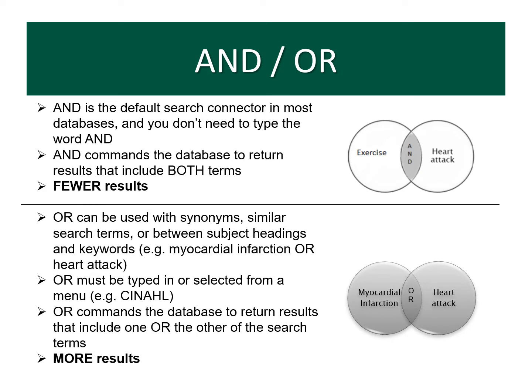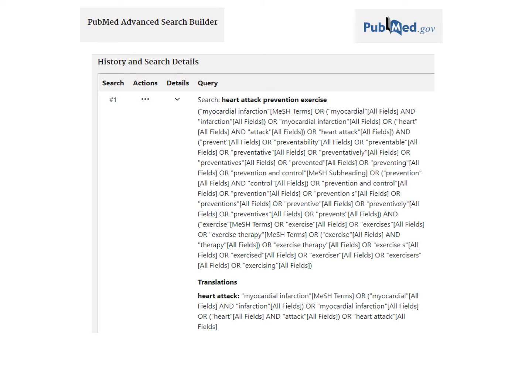If we go back to our PubMed search for heart attack prevention exercise, where we didn't type any of the connecting words in, you'll see that it has been translated with connectors. The synonyms are connected with OR. Different concepts are connected with AND. It does take a while to read through this actual search strategy to see how it works, but you'll see in the translations that heart attack, translated to myocardial infarction MeSH, is searched with OR with the other keywords.